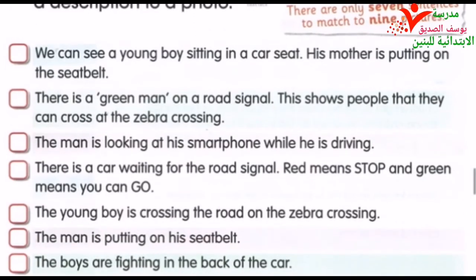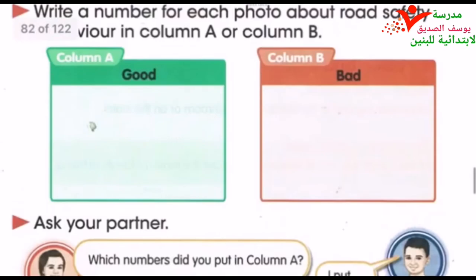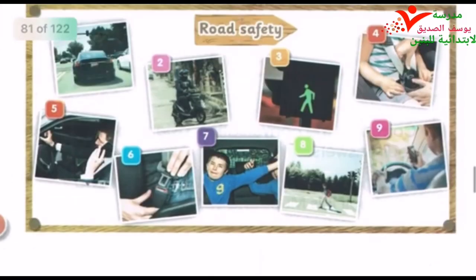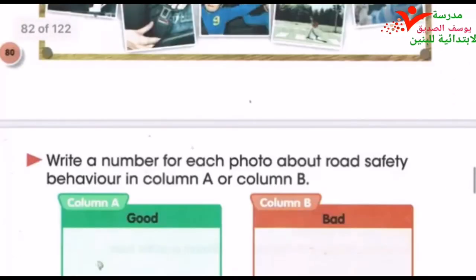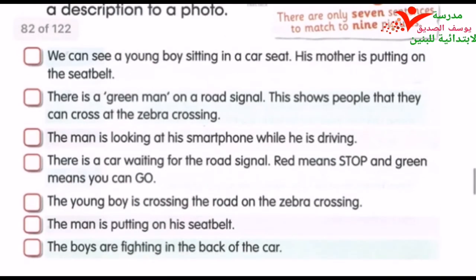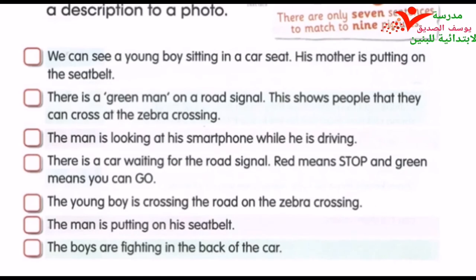Now, the second sentence. There is a green man on a road signal. This shows people that they can cross at the zebra crossing. So, which picture do you think, my dear students? Very good. Well done. Picture number three. Well done. Good. Now, my dear students, we will read to you and you match the pictures yourselves so we know how to solve.